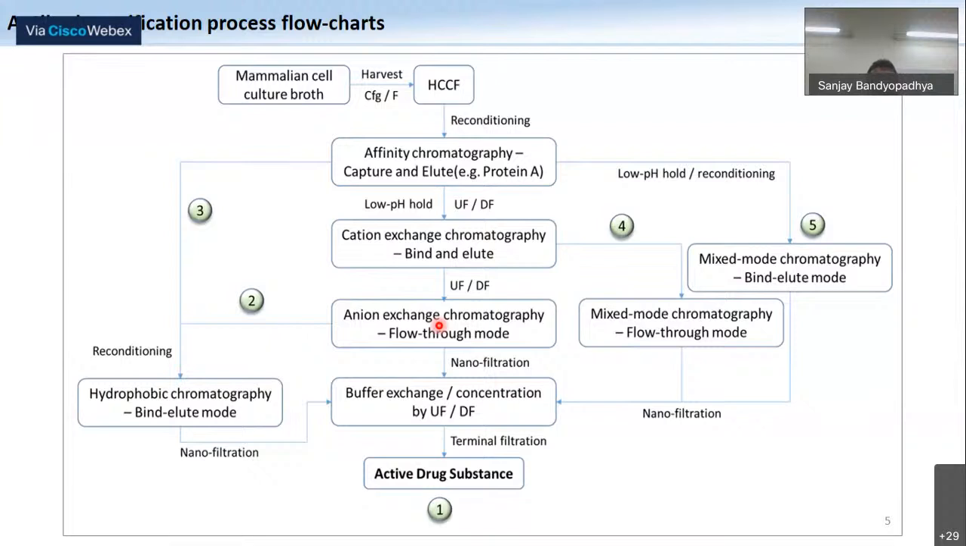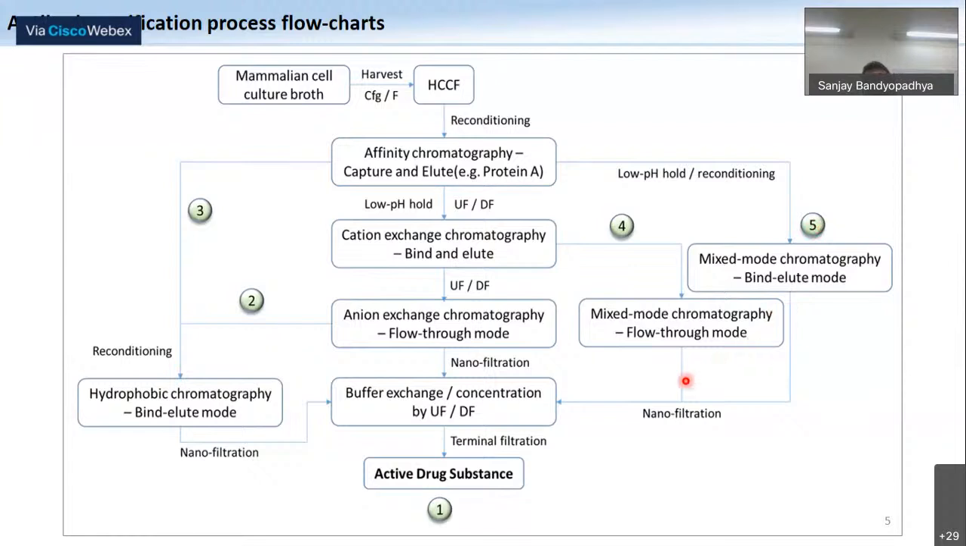So every molecule is unique and different from the other one. So one has to really optimize the process to get the best result. These are examples that one can also purify the protein by following process path two, or path three, or path four, or path five. And how are they different from each other?